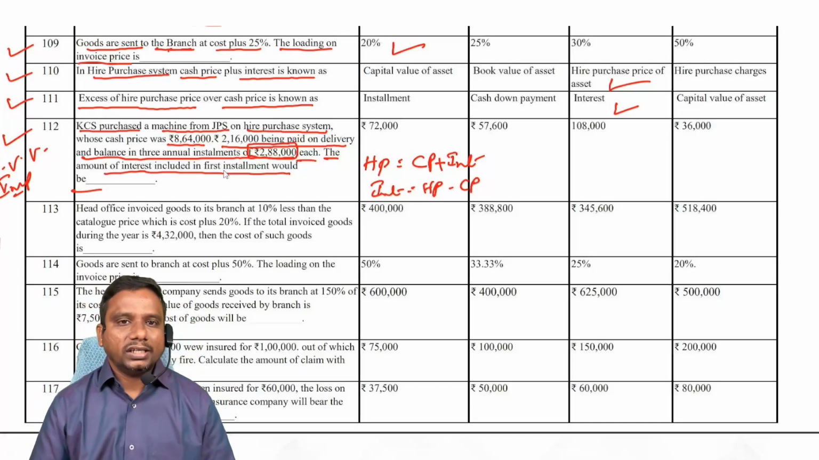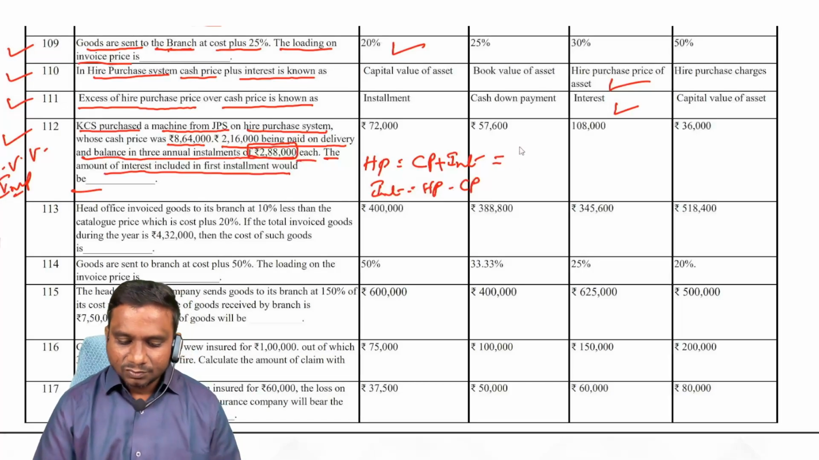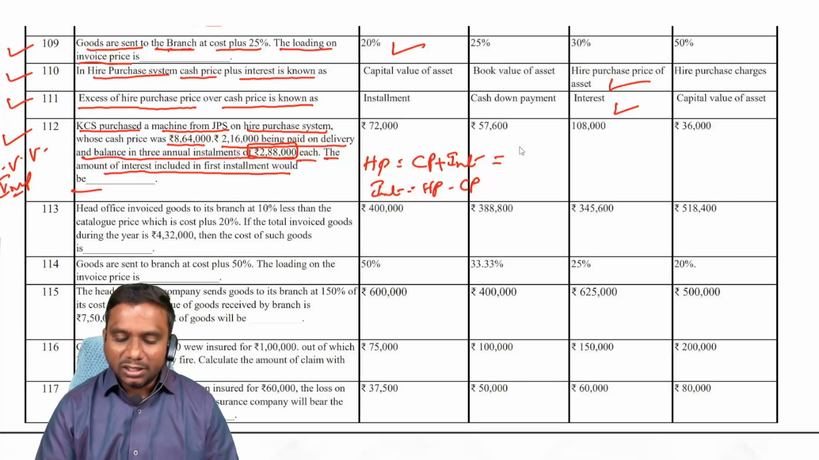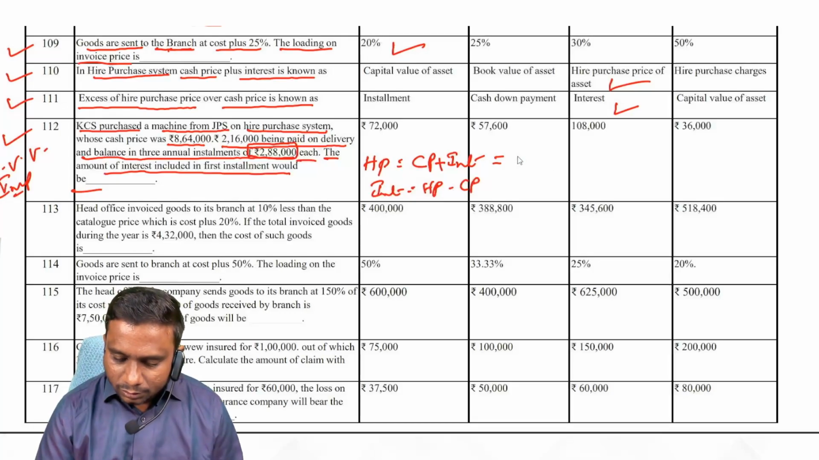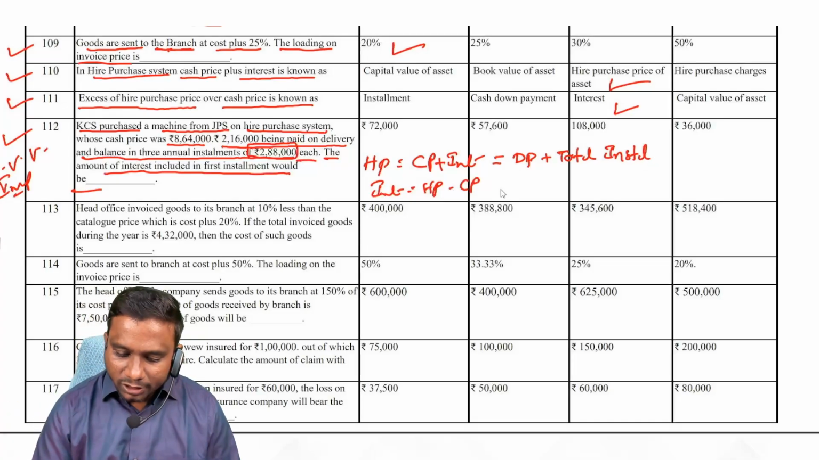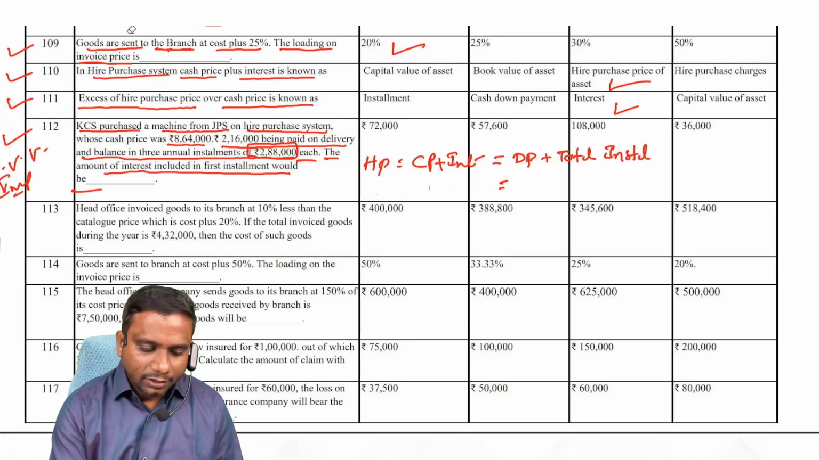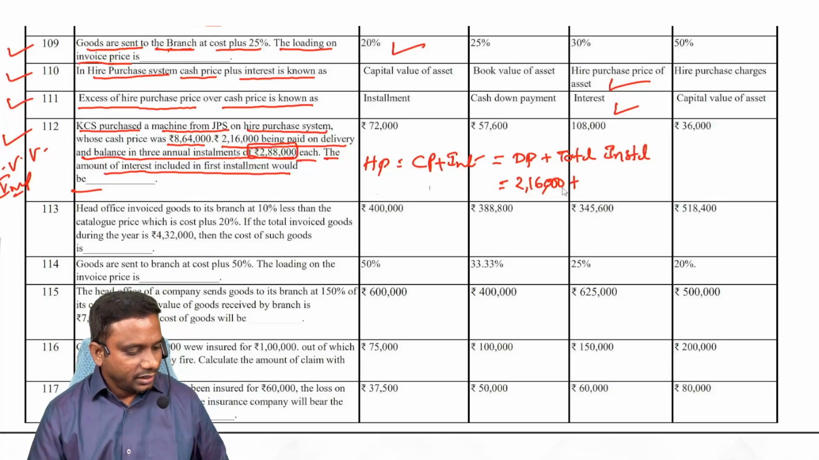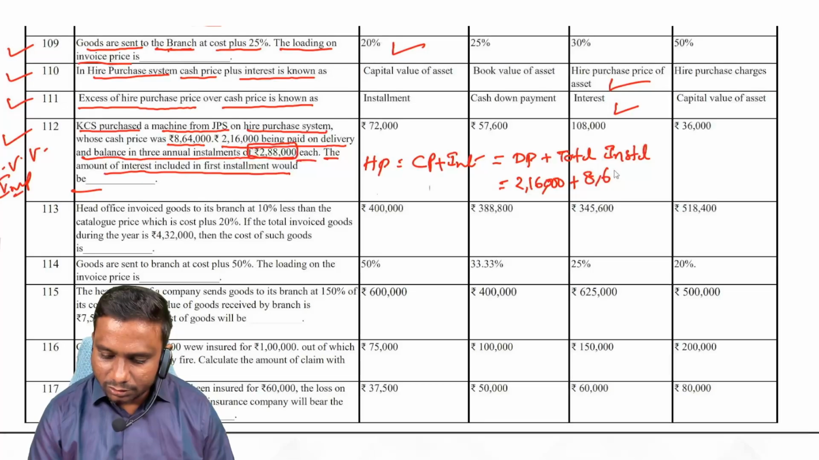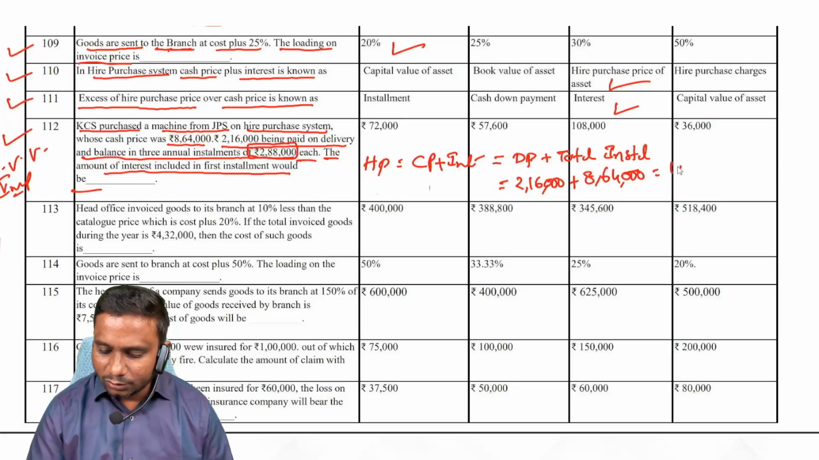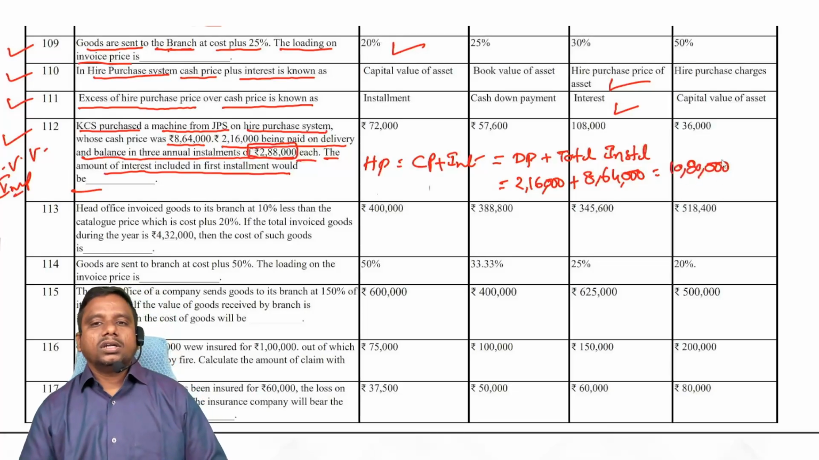In this type of question, first you have to calculate hire purchase price. Hire purchase price is nothing but down payment plus total installments. Look at, students. What is the down payment here? We are paying 2,16,000 plus installment 2,88,000 into 3, that is 8,64,000. So total hire purchase price is 10,80,000.